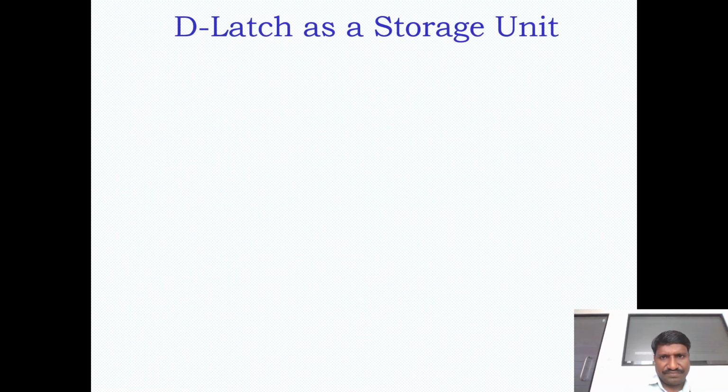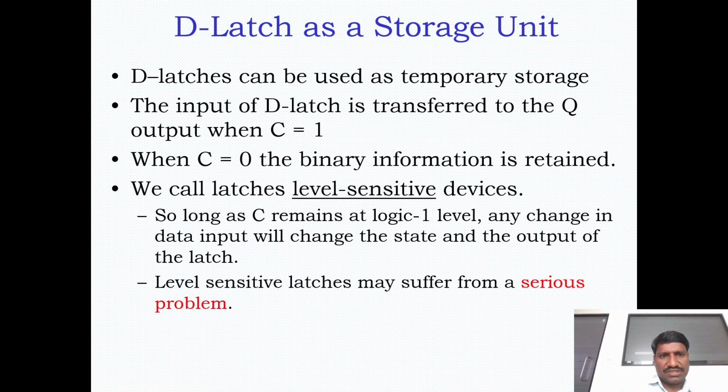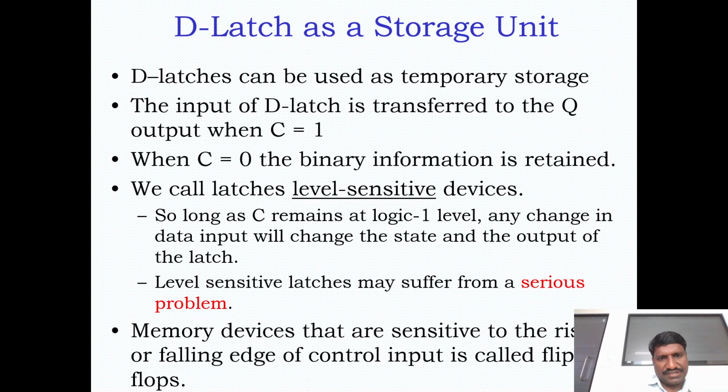So next, we would like to use a D latch as a storage unit. But this latch is level sensitive. What is level sensitive? C is 0 or C is 1. What is C? Control. Based on C, it is working. But level sensitive devices have a serious problem. What is that serious problem?